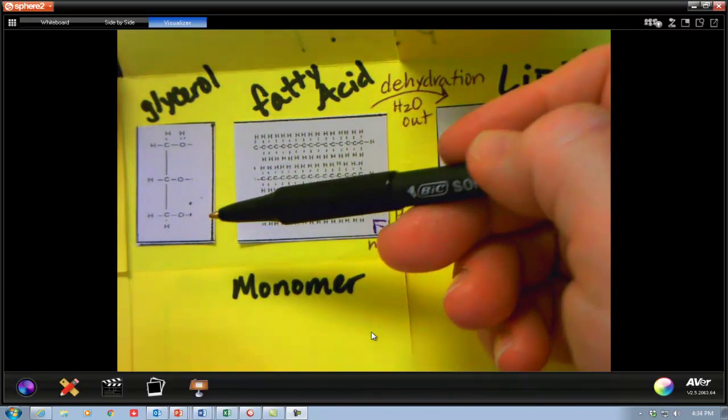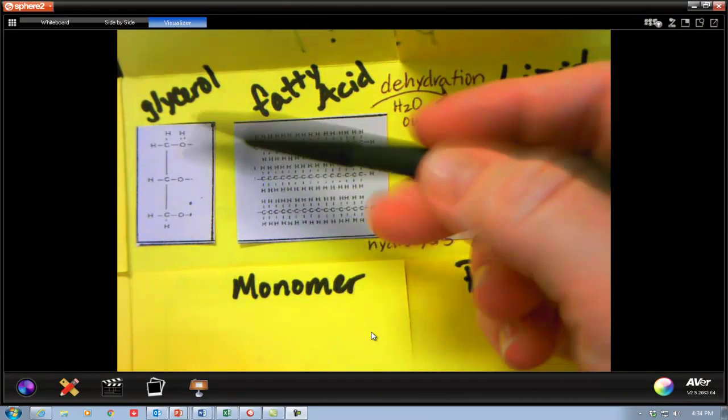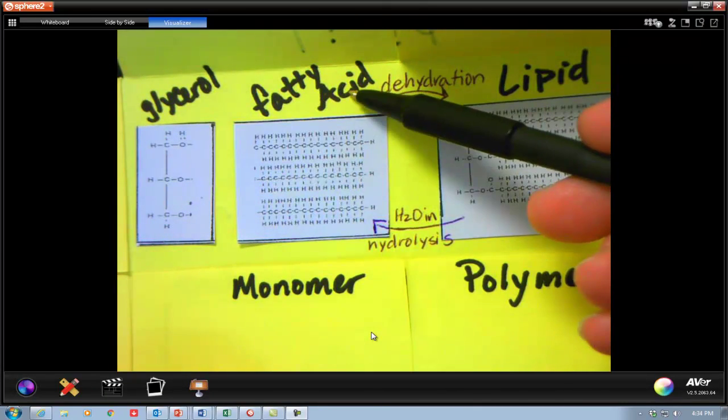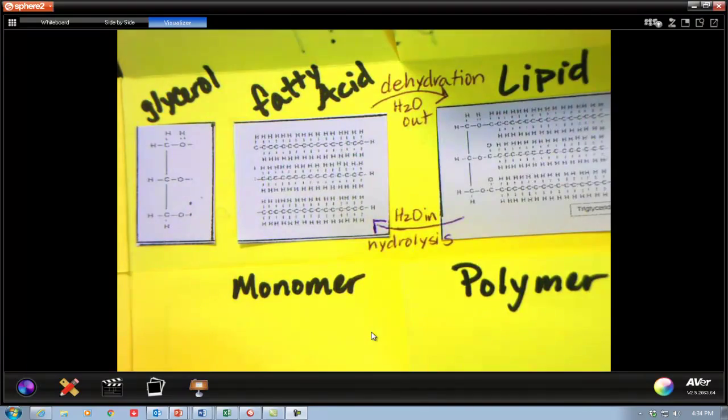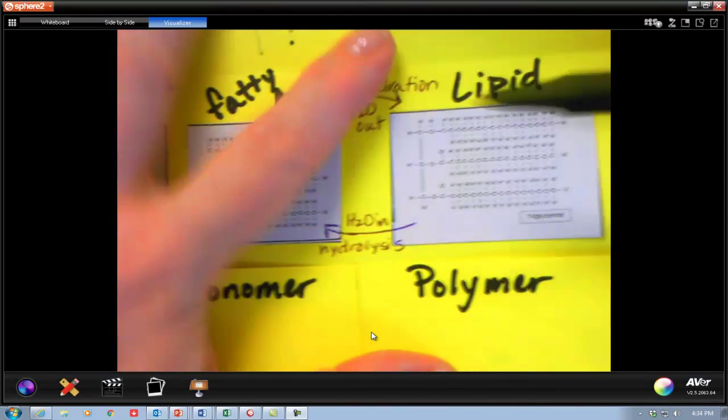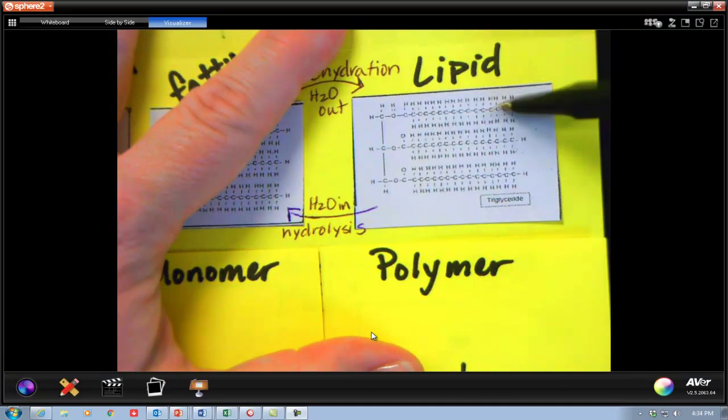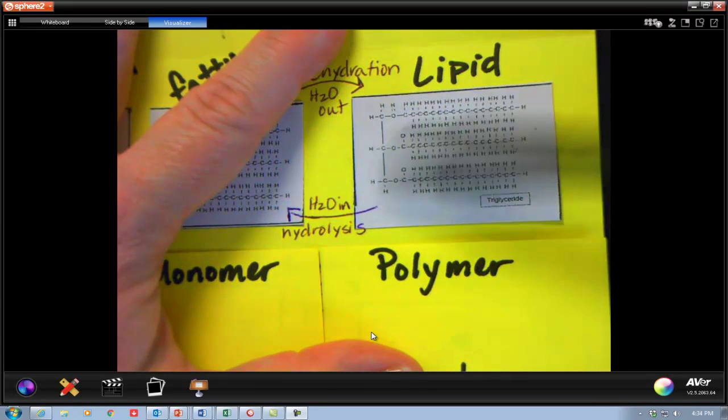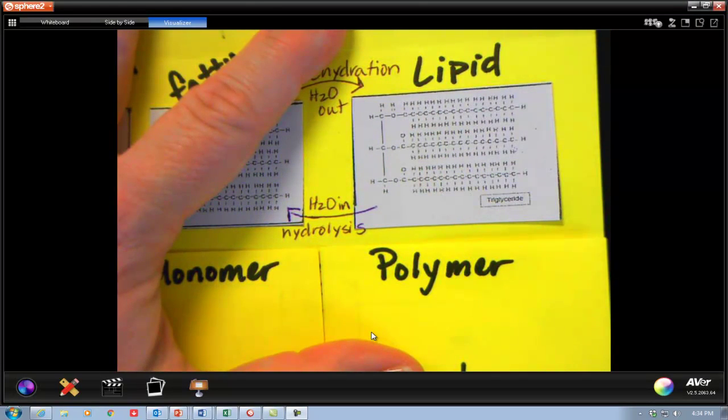So when I ask you in class for monomers, you may want to go ahead and say glycerol and fatty acid. But no, those aren't true to the definition of a monomer. And then you put that chain together with your fatty acid tails, and you get the lipid. So the name of the polymer is just lipid.